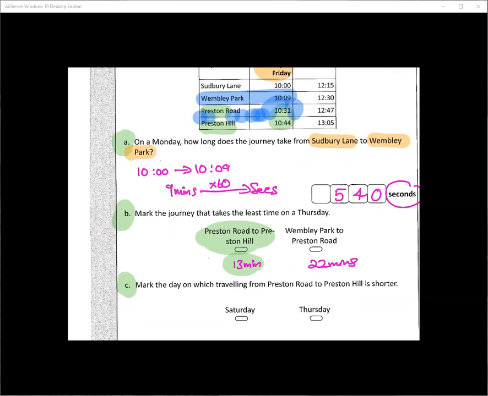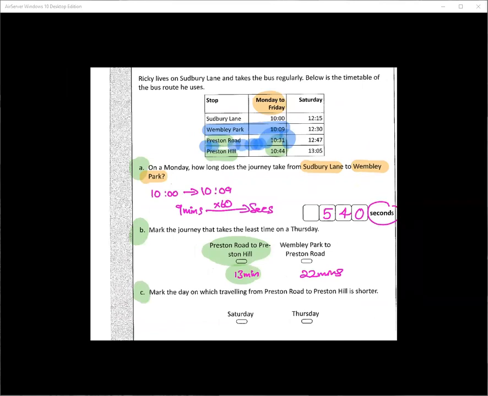Mark the day on which travelling from Preston Road to Preston Hill is shorter. Okay, so let's get rid of all of this. Preston Road to Preston Hill. So we've got between those two times and those two times. That's a Saturday time. That's a Monday to Friday, that's a Thursday time. Okay, right. So we've got 10:31 to 10:44. From 31 to 44, how many minutes is there?